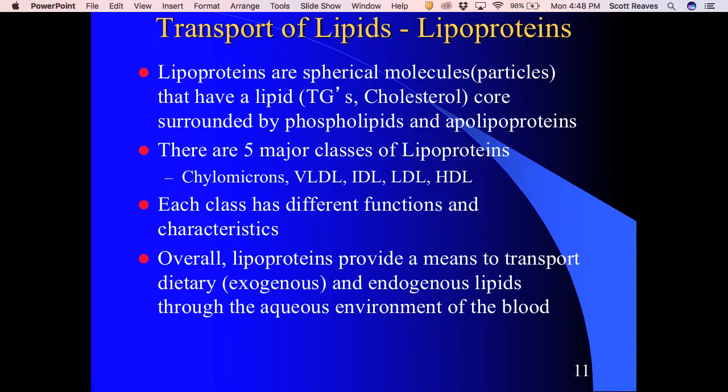So an easy way to just remember is micelles and mixed micelles are in the lumen of the gut. Chylomicrons are in the lymph and the blood. Okay?